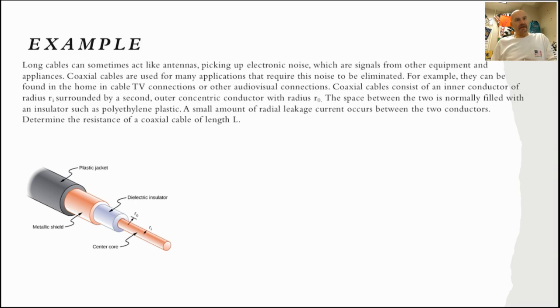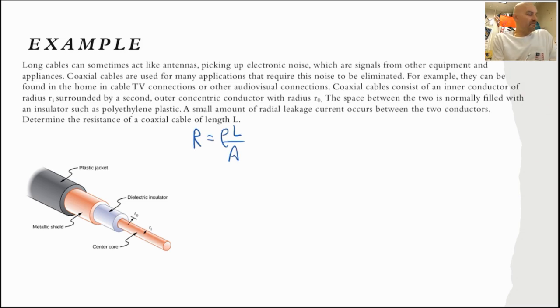This is a coax cable, and coax cables are like parallel plate dielectrics, even though they're cylindrical, with a dielectric insulator, thus with a plastic jacket around them. What we're trying to find is the resistance of the coax cable over the length L. We know it's going to vary based on the radius. So we're going to start with our rho resistivity equation.